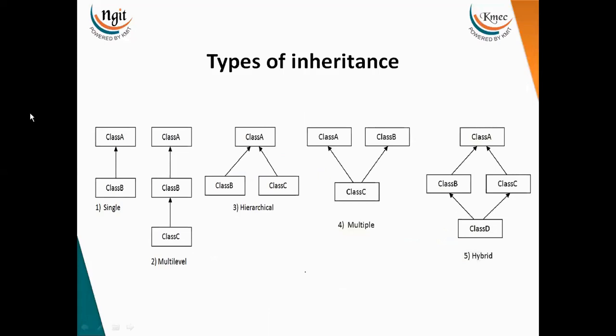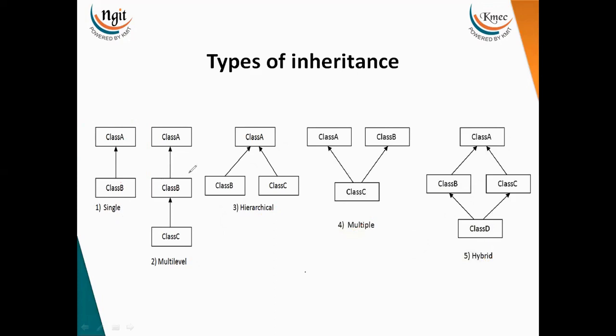Sir, what are the different types of inheritance we have? Beta, we have 5 different types of inheritance: single inheritance, multi-level inheritance, hierarchical inheritance, multiple inheritance, and hybrid inheritance. So whatever we discussed as of now is single inheritance. In single inheritance, we are acquiring the properties from the superclass to the subclass. That is only single inheritance.